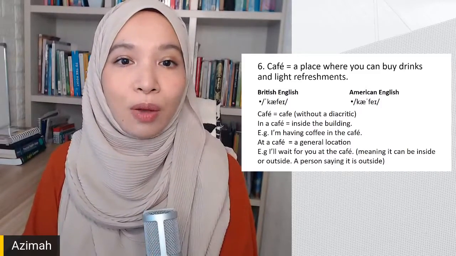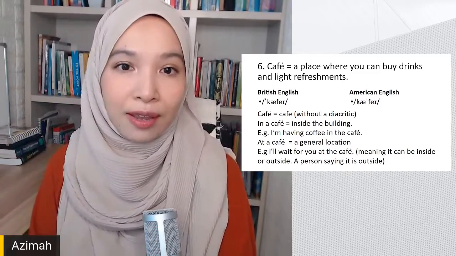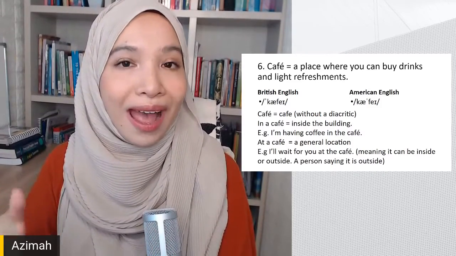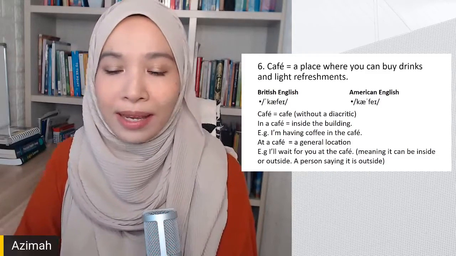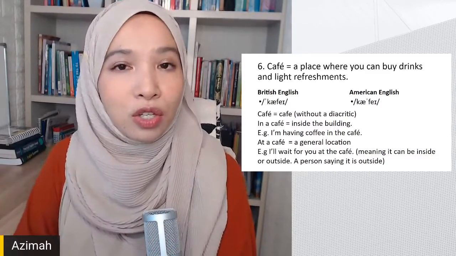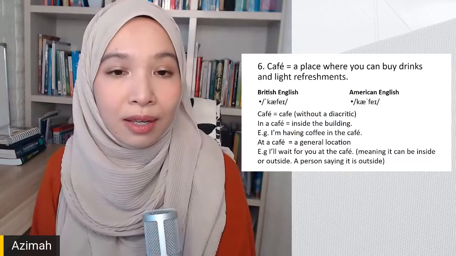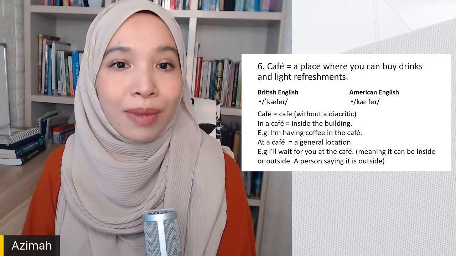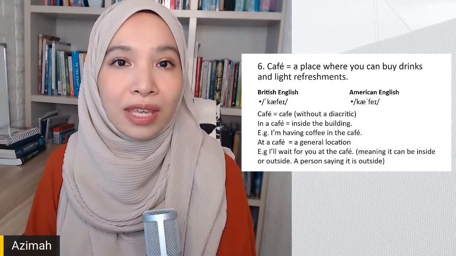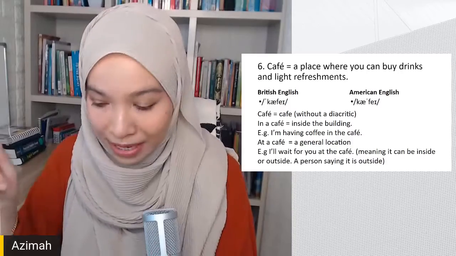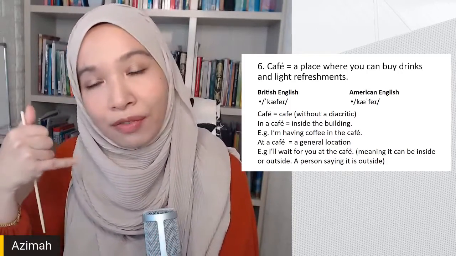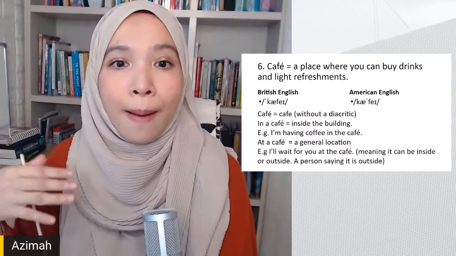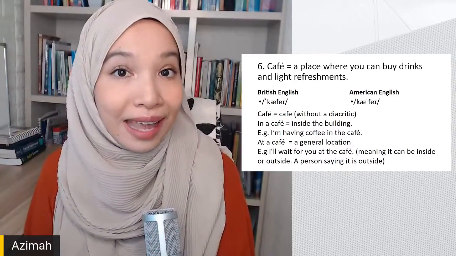Okay. Now, I want to also highlight two things here. You can either choose in a cafe or at a cafe, right? What do I mean by in a cafe or at a cafe? So we're using two different prepositions here. When I'm saying I'm inside a building, I would say I'm in a cafe. I'm having coffee in the cafe. That means I'm inside the building, right? So if I'm calling my friend, I say I'm having coffee in the cafe. Meet me in the cafe. I'm inside.